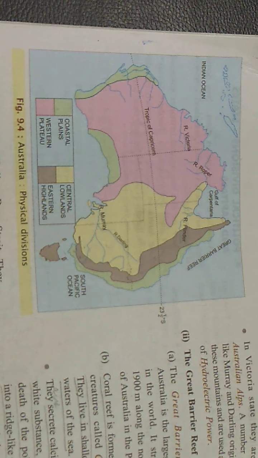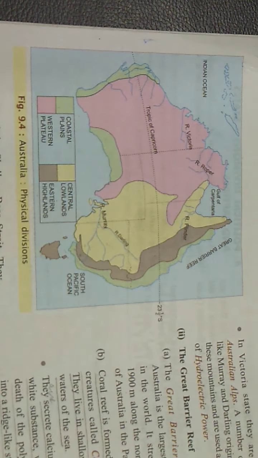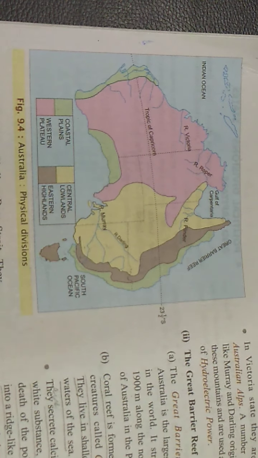Great Dividing Range consists of folded rocks and has been subjected to weathering and erosion. So what is weathering here? Weathering is the breaking down of rocks due to several factors, mechanical factors and biological factors. So that is weathering. If we talk about the Great Dividing Range, its surface is like a plateau.